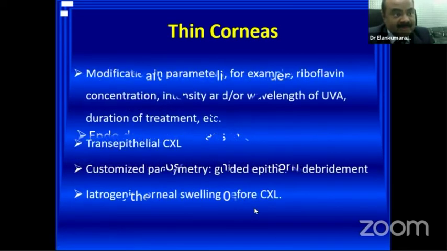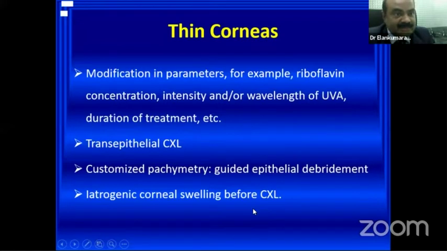But having this definition, many of the patients present to us, this 400 microns is after removing the epithelium, please remember this. Many of the patients present to us with lesser corneas. So what do we do for this? Various methods have been told, but two different things which we have been using in practice and are easier to do is iatrogenic corneal swelling before cross-linking.